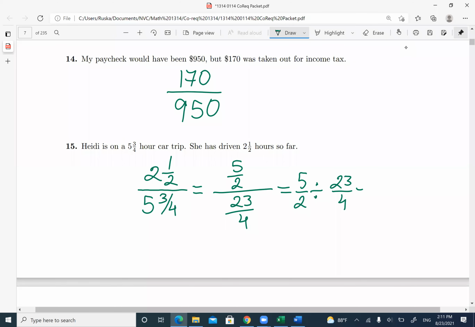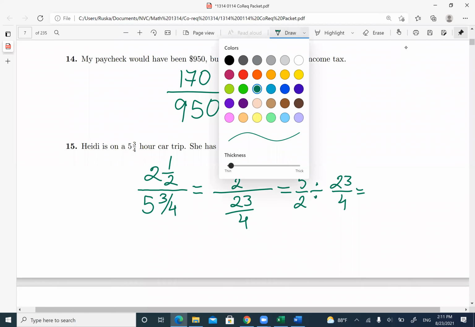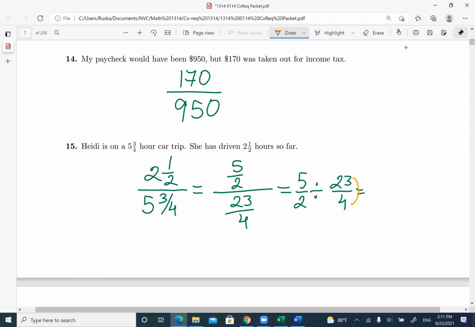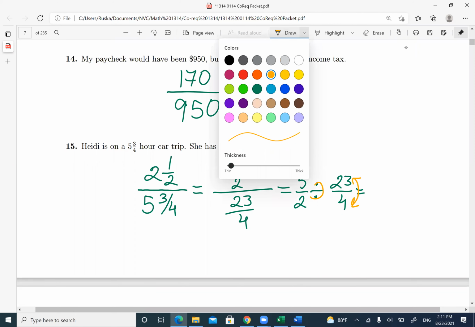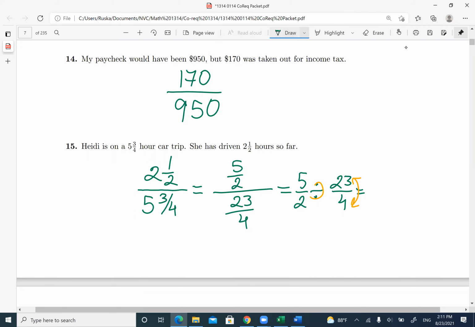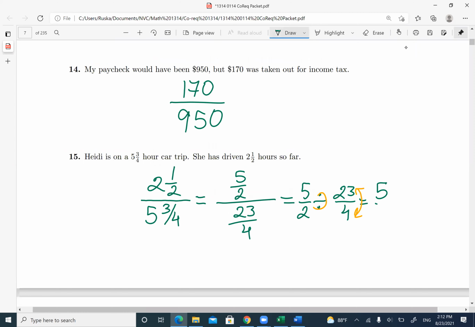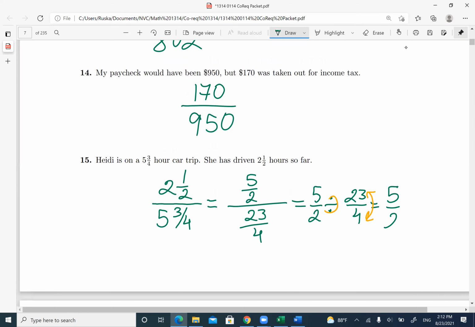And when you divide fractions, you technically multiply by the reciprocal. So you're going to flip the second fraction over, and this division becomes multiplication. So that's how you do the operations here. That's how you simplify. So we're going to have 5 over 2, and you're going to multiply it by the reciprocal, which is 4 over 23.